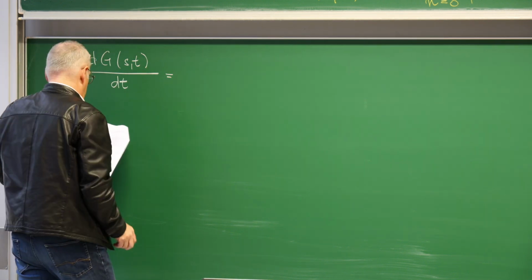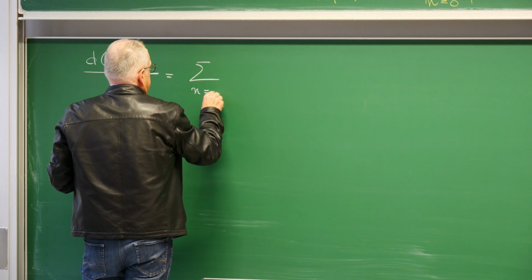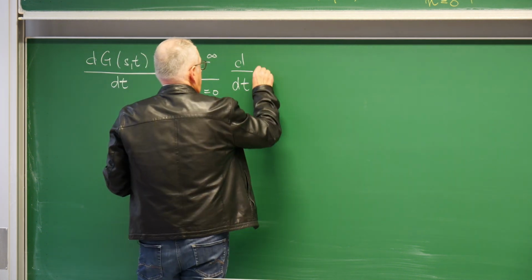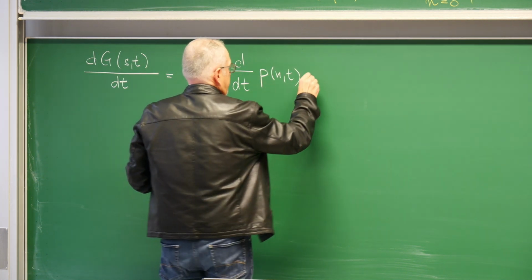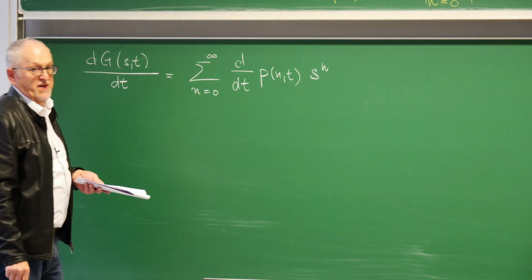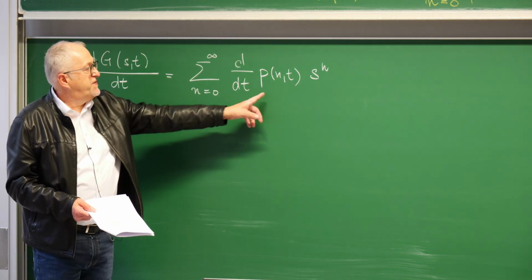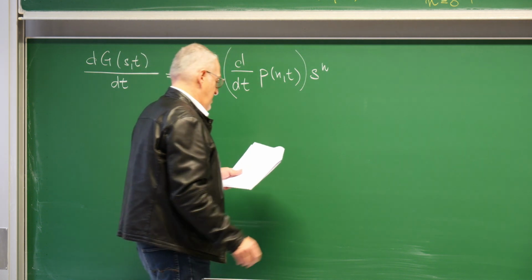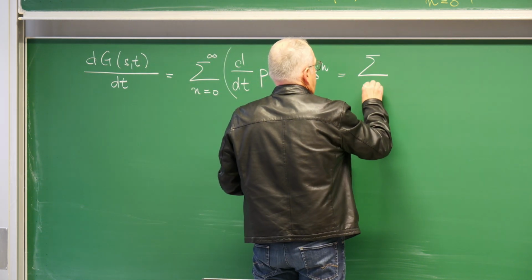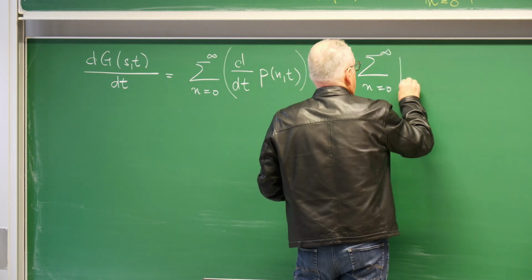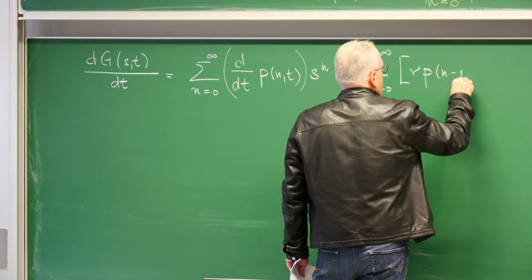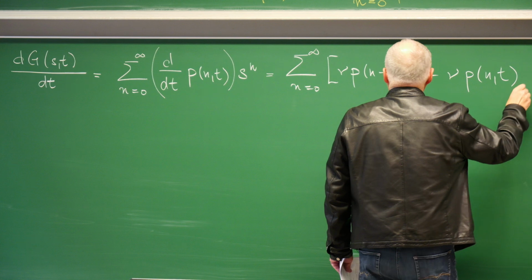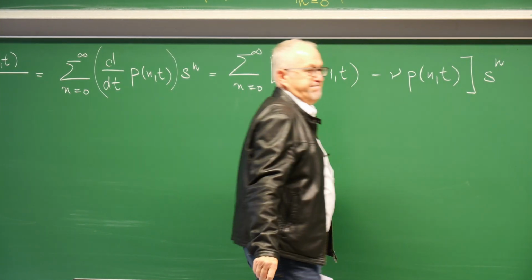Okay, so let's write that. Well, by definition, this is the sum from n equals 0 to infinity, and I'm just inserting the definition of that function, right? But now we know what this is, because that's just the master equation. So for this object, we insert the master equation. So you have the sum from n equals 0 to infinity, nu times P of n minus 1, t minus nu P of n, t, times s to the n.